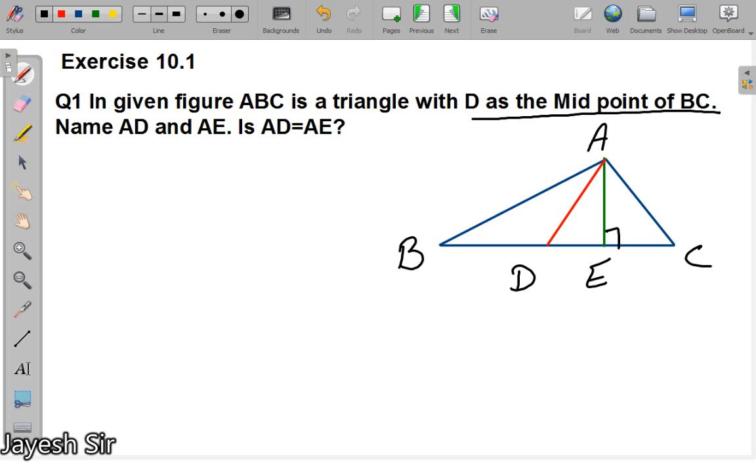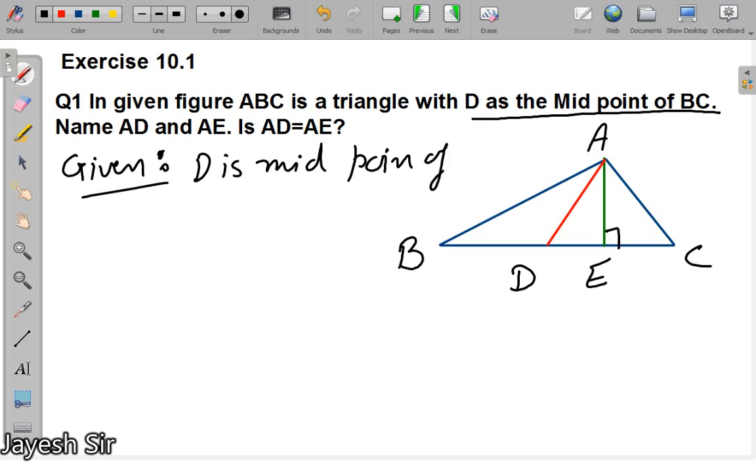Okay, so what we do is, first of all we draw the diagram after writing down the question, and then we will write given and to prove. We are given that D is midpoint of BC. Okay, and also AE is perpendicular to BC. Okay, now solution.